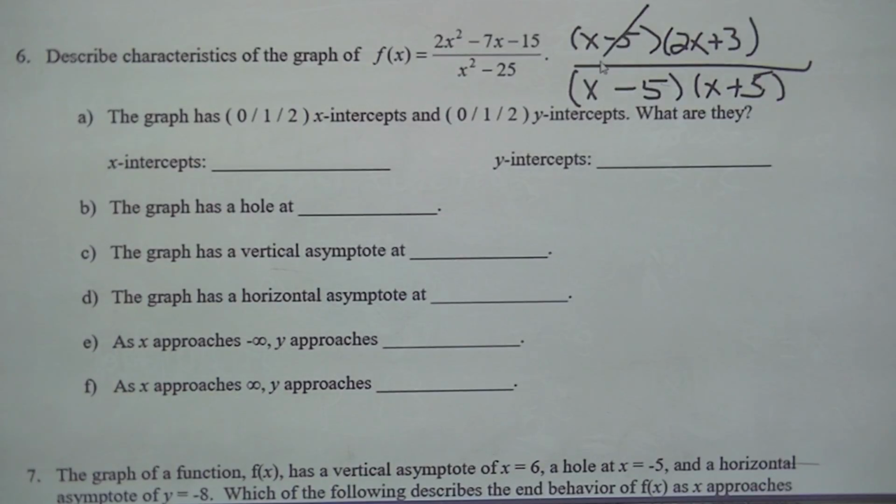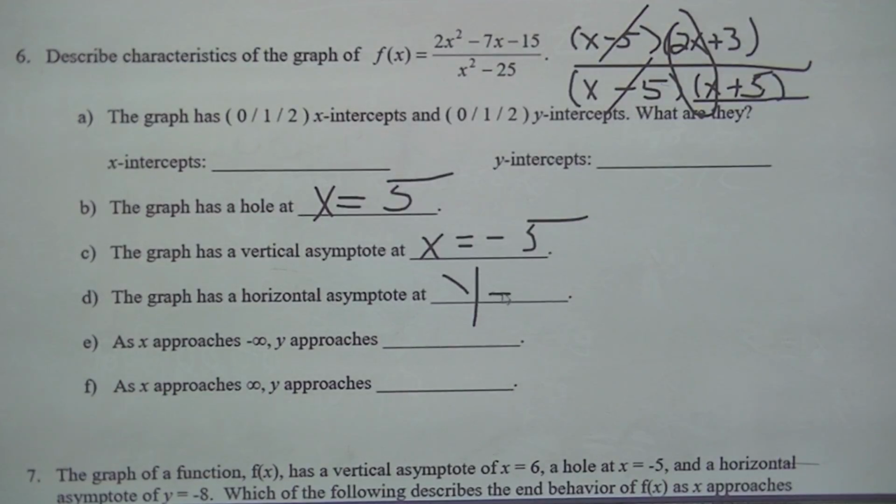All right, so those cancel each other out. So I got a hole at x equals 5 again. What I got left over is x plus 5 in the denominator. So my asymptote for that would be x equals -5. And then to figure out the horizontal, that's y equals 2.